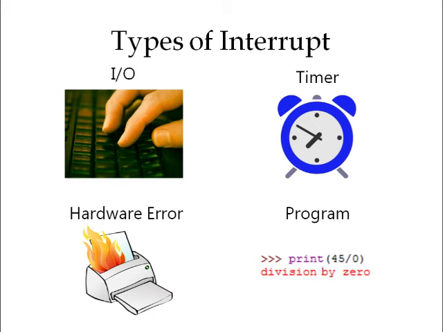There are 4 types of interrupt: input-output, such as a keyboard press; timer interrupt, where the processor must attend to time-specific activities; hardware error, such as a PSU failure; and a program interrupt, generated due to an error in a program.